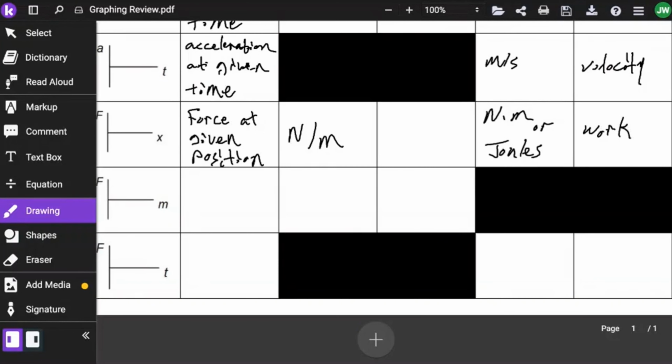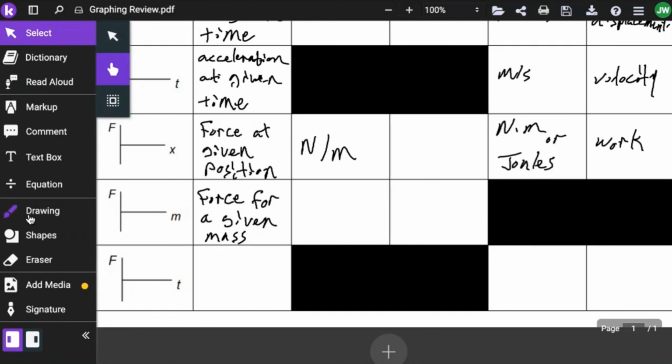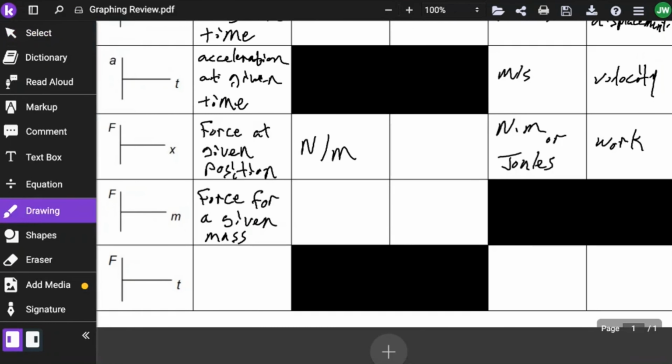We're almost there. The next to last graph is a force versus mass graph. Makes me think of Newton's second law, where we know force divided by mass is acceleration. But let's go through the blanks. We've got meaning of the data points, force for a given mass. Units of the slope would be newtons divided by kilograms, or meters per second squared, because we know force divided by mass is acceleration, so it should have that same unit available. Meaning of the slope, again, acceleration, Newton's second law.